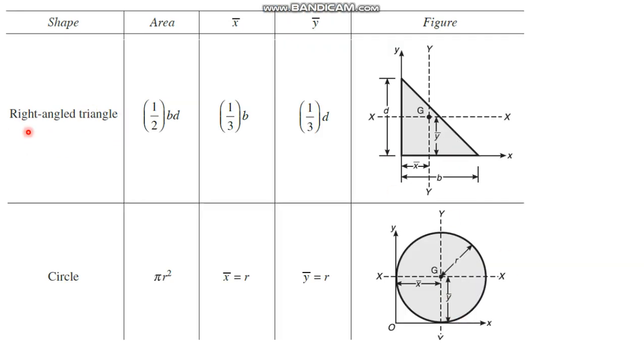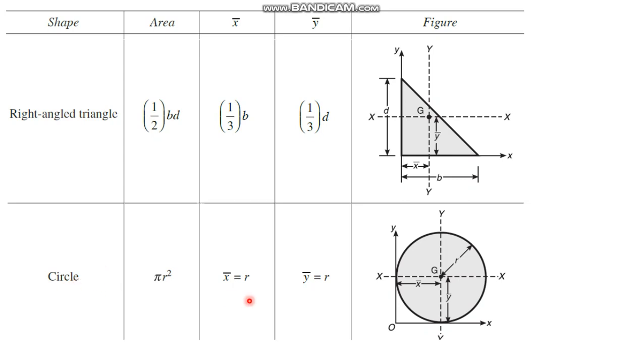Now if you take a right angle triangle, the area will be the same, half into base into height. Here the axis is taken at 90 degrees, with the origin at O. So from here x bar is 1/3 of b, and y bar is 1/3 of d. You have to remember all these equations. Now if you take the same from the other side, 2/3 of b will be there, and 2/3 of d will be there. These are the things you have to remember.